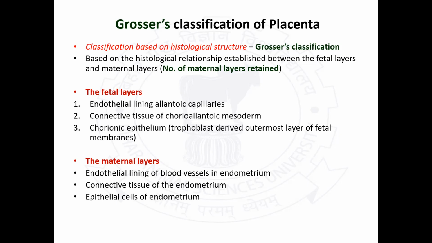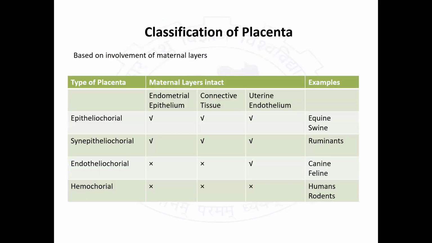Based on that, there is a classification. We'll look at that classification. Okay, first is epitheliochorial, meaning all the maternal layers, endothelium, connective tissue and epithelium, are all intact. Okay, example: equine and swine.